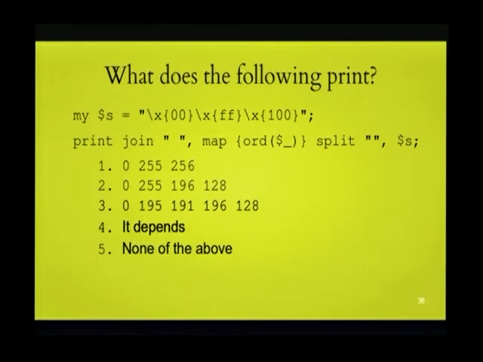And by the way, those hex numbers do correspond to those decimal numbers. But it's not a trick question in that sense. So you think one? It should be one. Might be four, if your previous slide was correct, I think. All right, the correct answer is one. It always prints that. I thought for a long time that it depended on the UTF-8 flag, but actually it doesn't. And I'll go on to explain what the UTF-8 flag is.